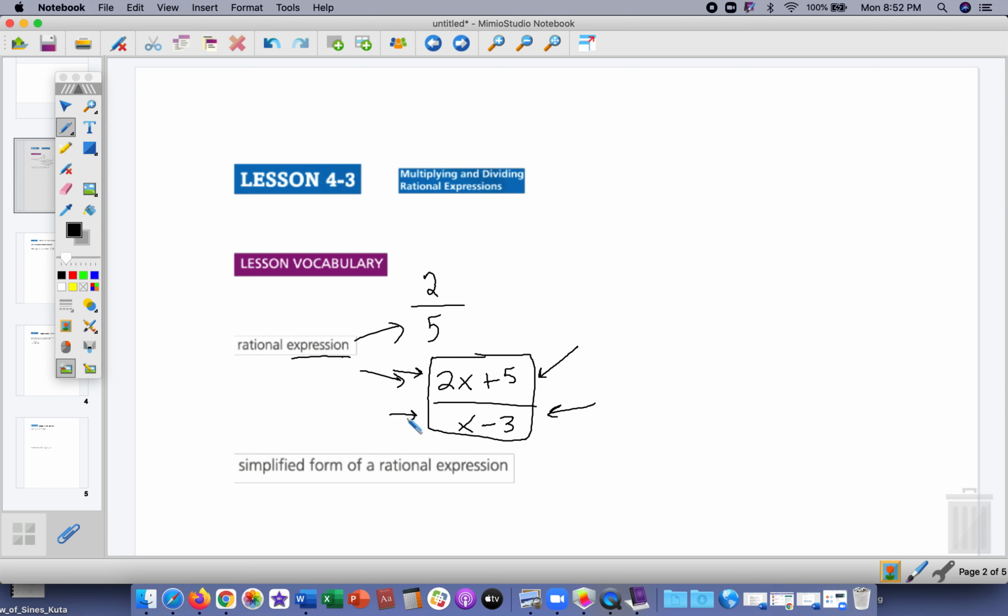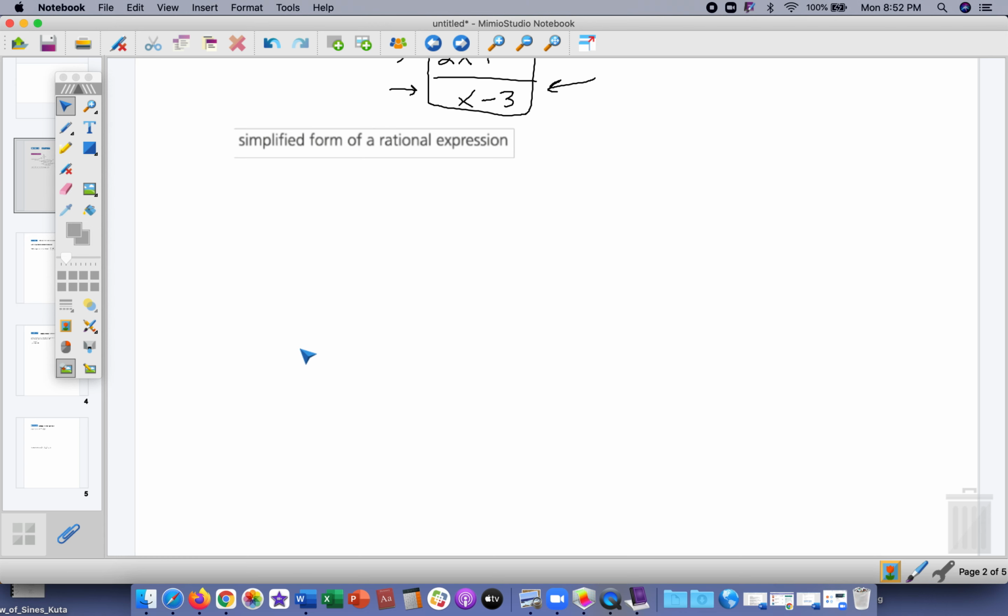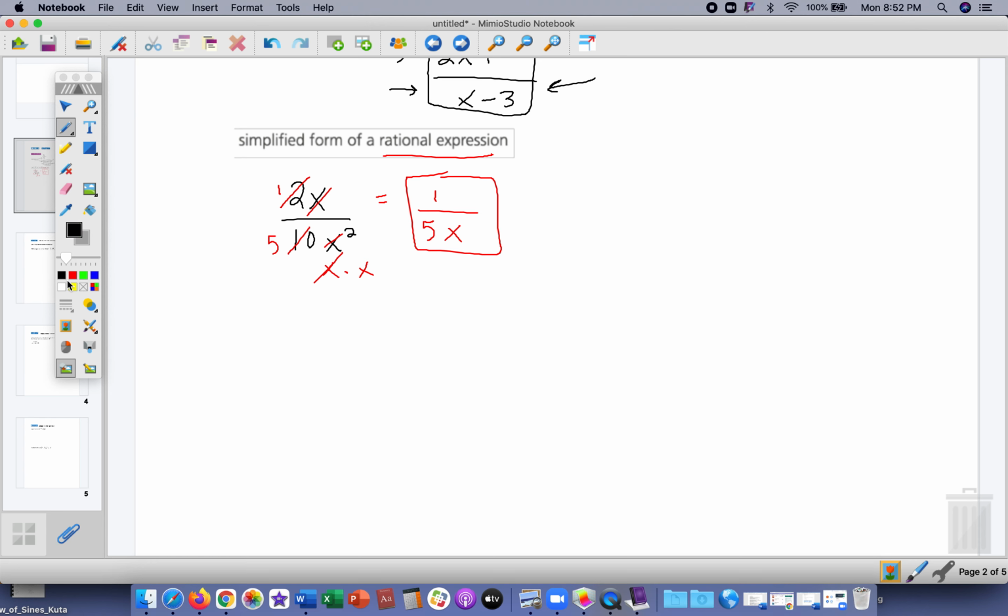Quantity in the numerator again and quantity in denominator. Our goal today is to get these rational expressions in simplified form. So for example, if we saw 2x over 10x squared, that is a rational expression, but it's not in simplified form. So we would want to divide the numerator and denominator by 2, divide out an x in the numerator and denominator, so we'd be left with 1 over 5x. This would be our simplified rational expression.